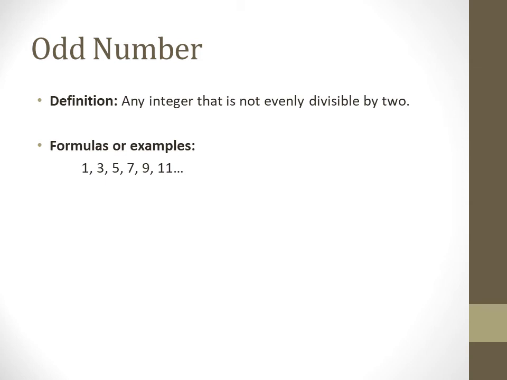Of course, you can divide these by 2, but they're not going to be even. Like 5. If you take 5 divided by 2, it's 2.5. Not a whole number. If you take 11 divided by 2, it's 5.5. Not going to work. That's why it's an odd number.